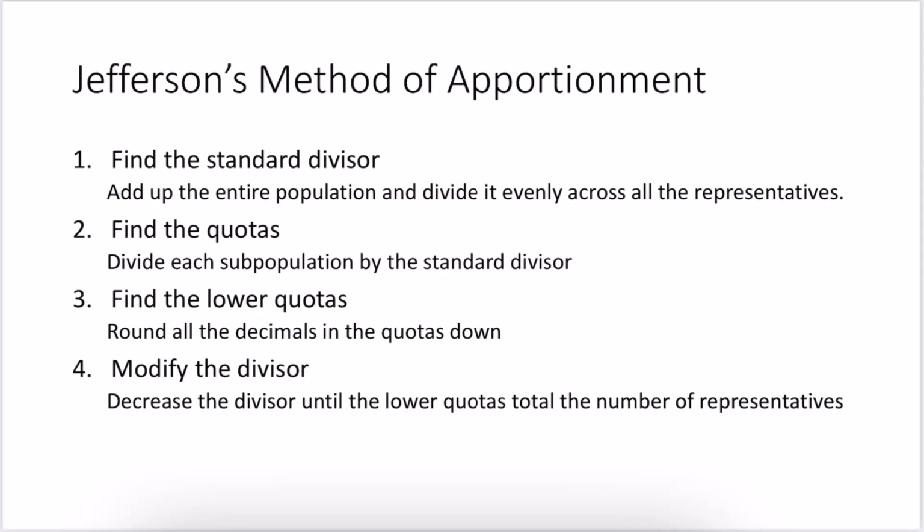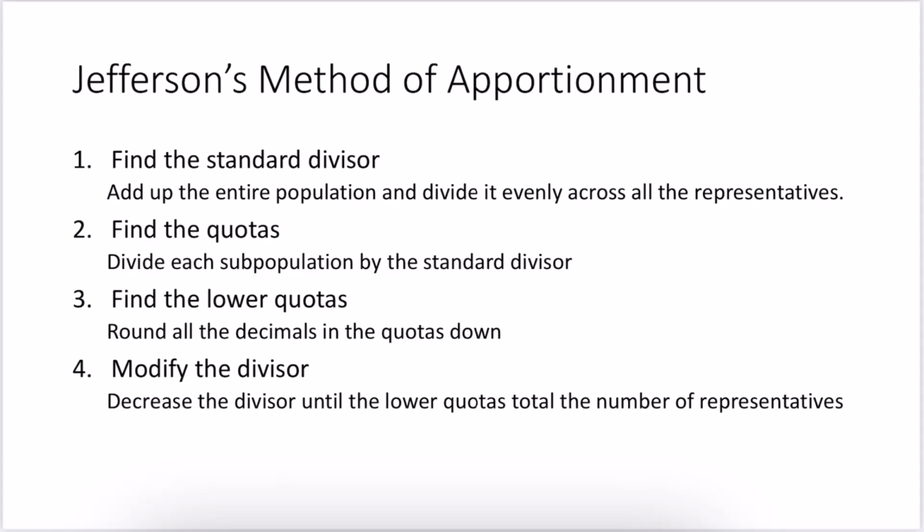And Jefferson's method of apportionment was used after Hamilton's method because there turned out to be some issues with Hamilton's method of apportionment. And so Thomas Jefferson introduced the Jefferson method of apportionment, and the United States used his method for a couple years before they switched to another method because Jefferson's method also had some issues with it.